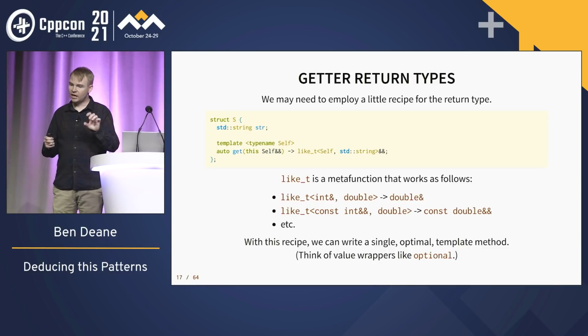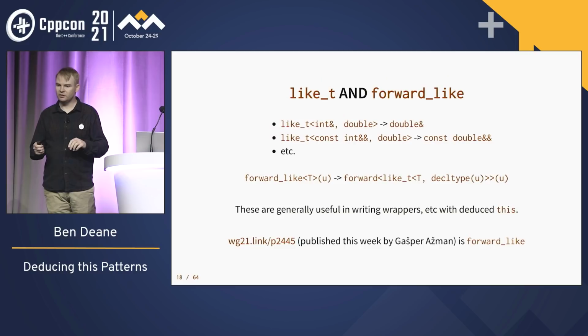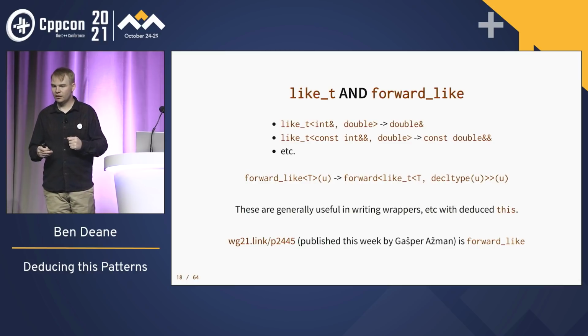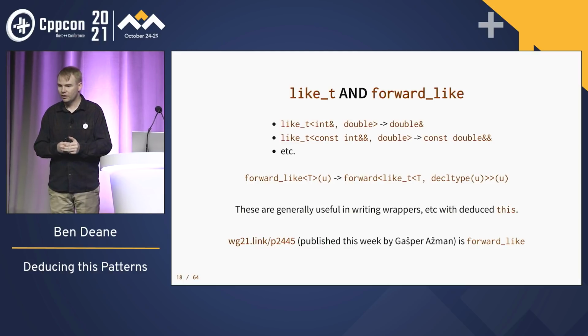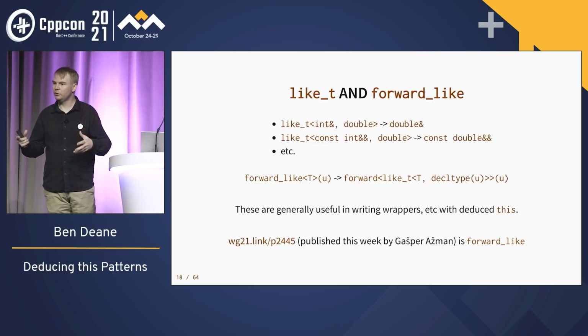Now, as with like T, there is another sort of helper, which you might see coming up in slides. It's forward like. And this actually, happily, is in the mailing that just came out this week. A paper by Gashper, P2445. And forward like is exactly what you would think. It forwards the thing like the thing.